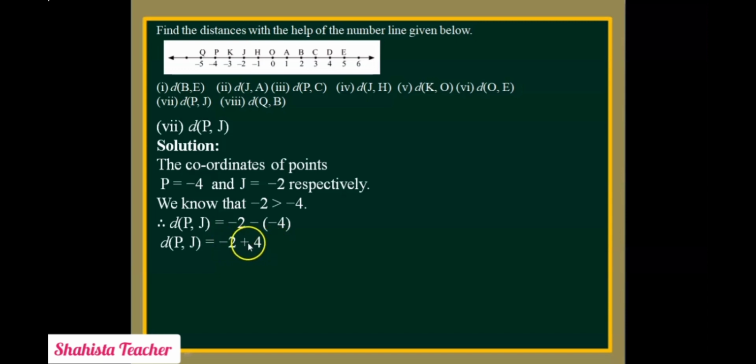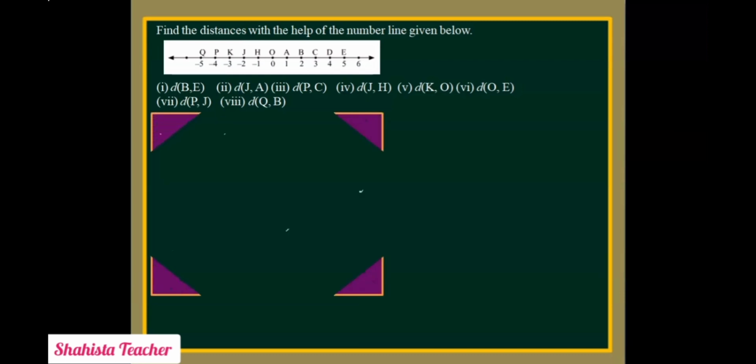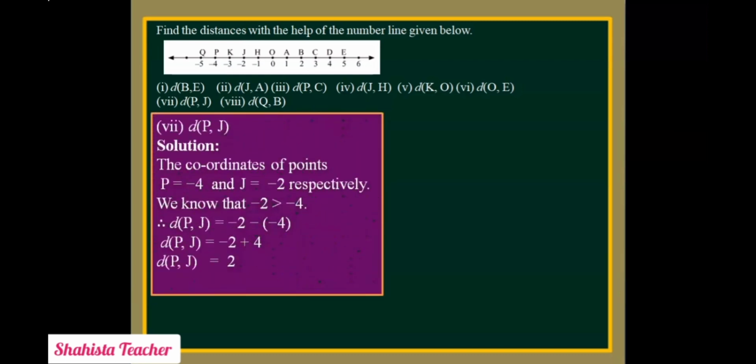So subtract this, minus into plus minus. So 4 minus 2 is 2, positive 2, because the greater number carries positive sign. Here 4 is greater than minus 2, so here we will put plus 2. Okay, so distance between P comma J is equal to 2. So here sub question 7, distance of P comma J is equal to positive 2. So students, here we finish sum number 7.